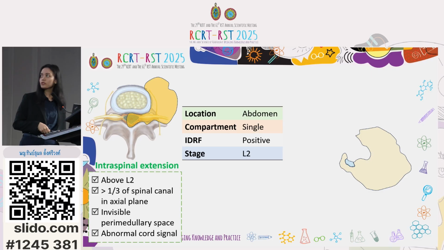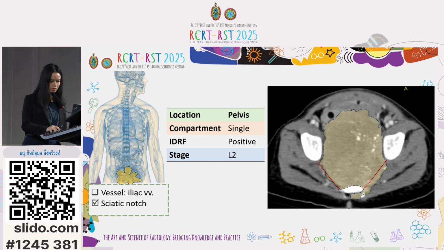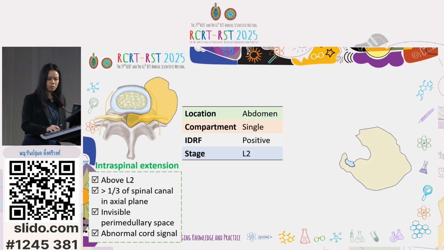Next, let's focus on spinal location. The tumor with intraspinal extension requires specific consideration for IDRF.